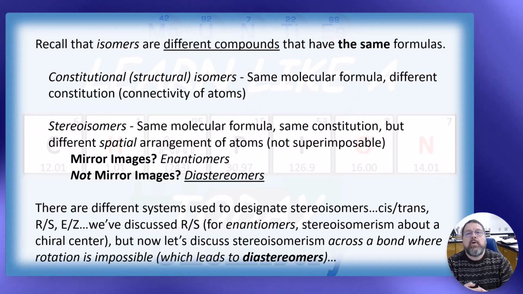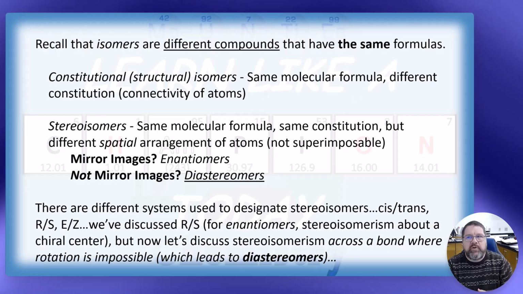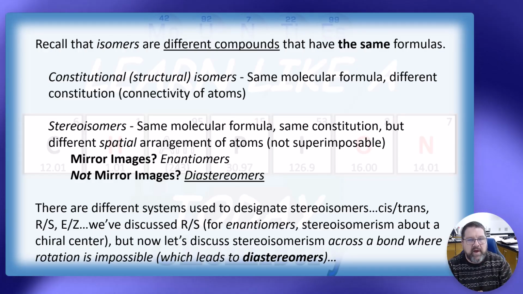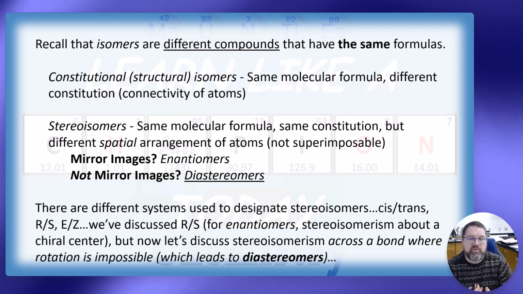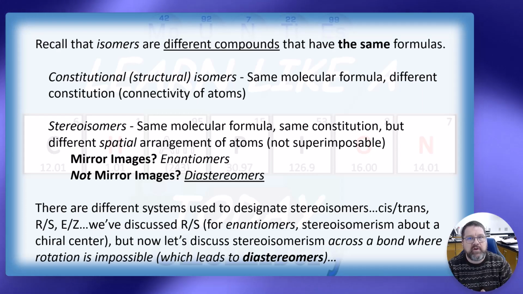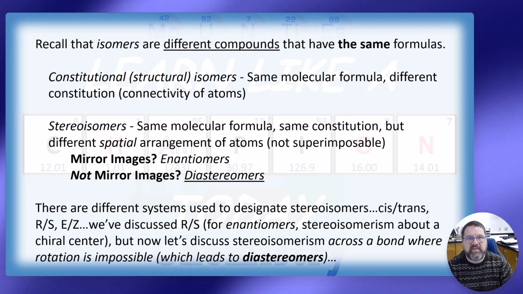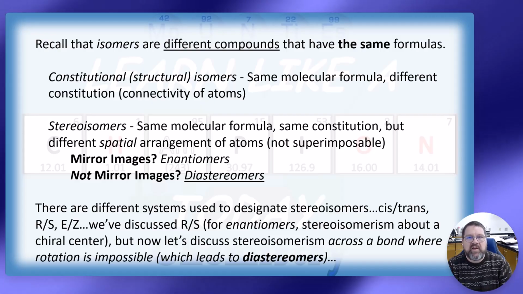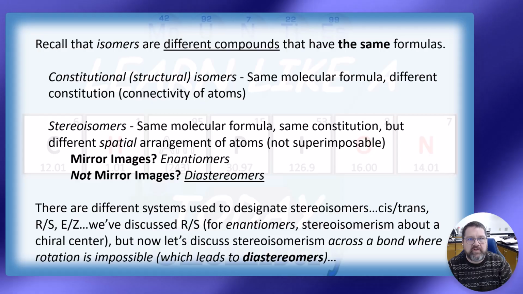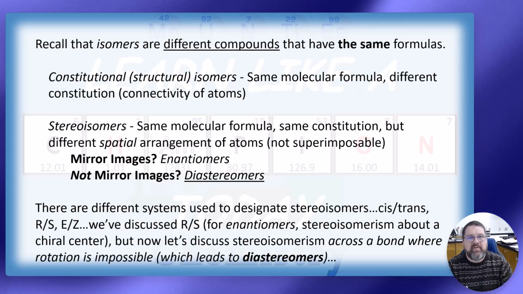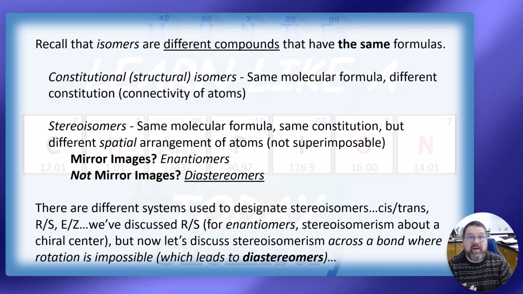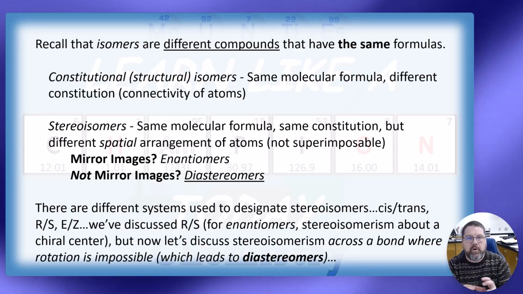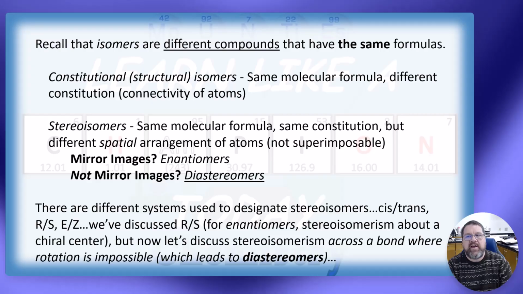So looking at and thinking about isomers, we know that isomers have the same molecular formula, but they are distinctly different compounds. We've looked at constitutional or structural isomers before, where we have the same molecular formula, but the way that the atoms are connected to each other is different. Stereoisomers are another type of isomer, and this is where they have the same molecular formula, they have the same connectivity of the atoms, but spatially how those atoms are arranged relative to one another is different.